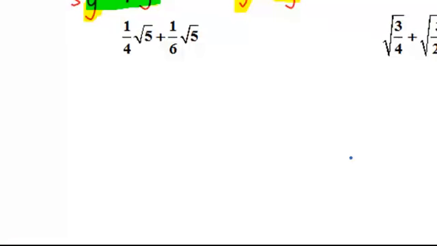Okay, this one here, I threw these last two in because they do give you some fractions, and I want to make sure you know what to do. First of all, these are like terms, and there's no simplifying, right? There's no perfect square factors there, no perfect square factors there, correct?